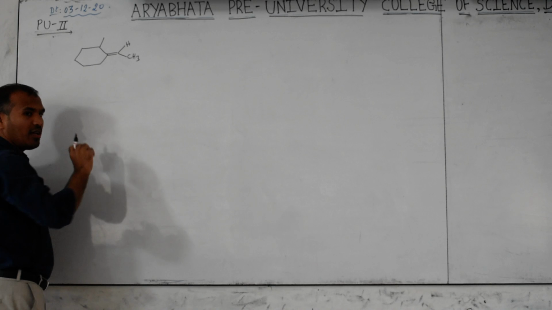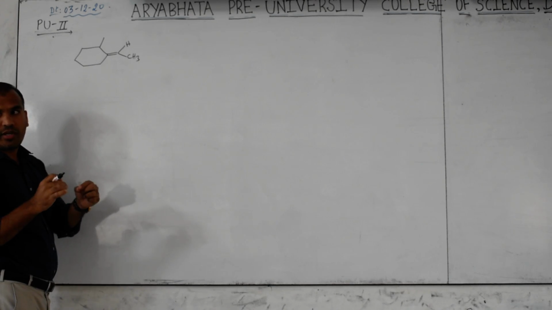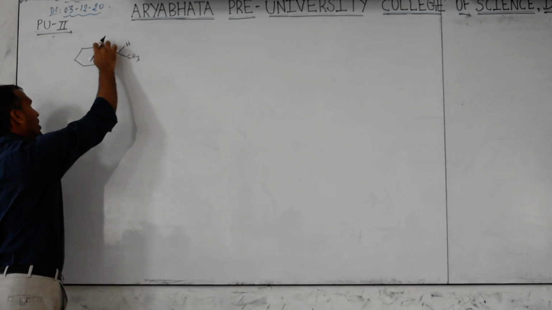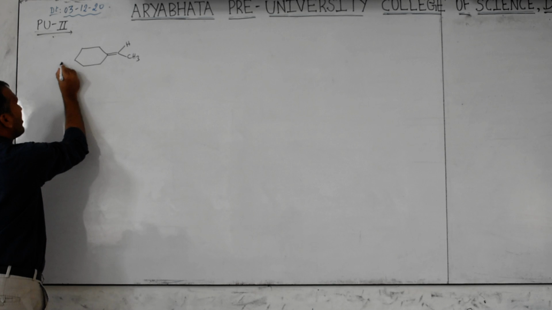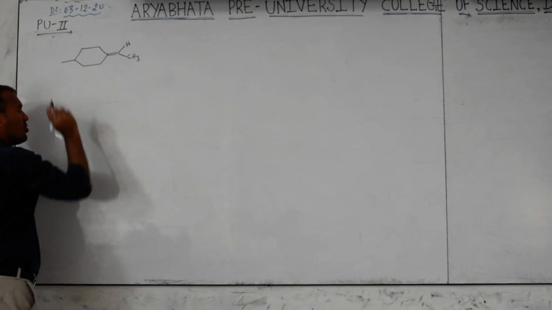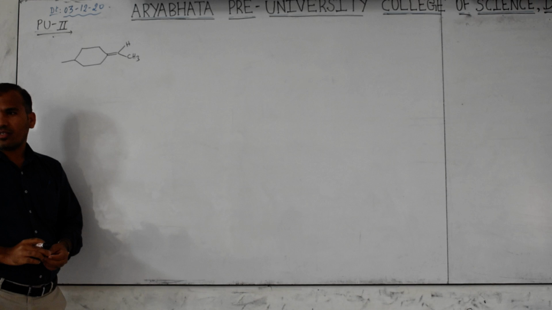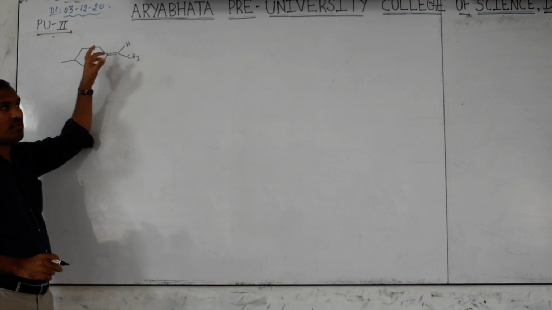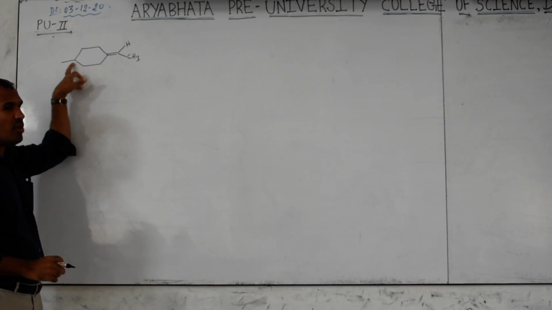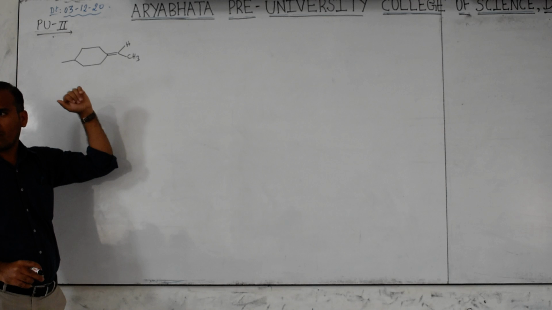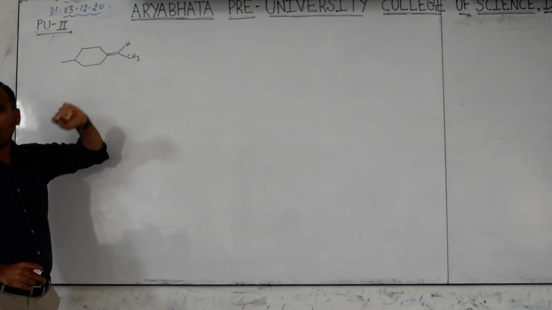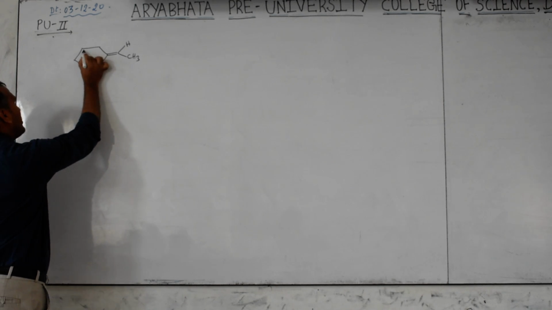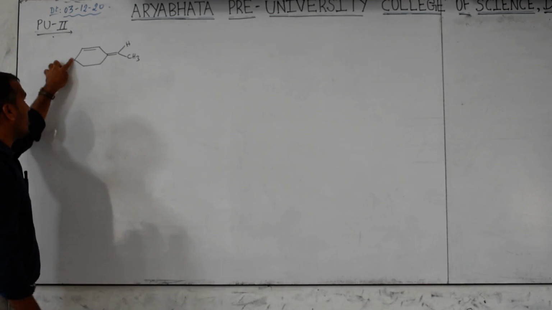I will write only different molecules here to understand which will show geometrical isomerism and which will not. Now if it is given like this, will it show geometrical isomerism or not? This side is different, but here it is the same, and the same applies both up and down. So this will not show geometrical isomerism. Now I am removing this and placing the double bond here. Will it show or not?